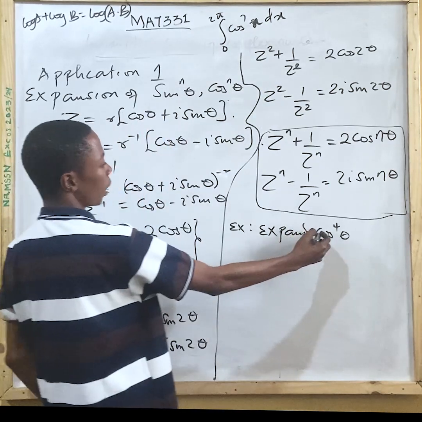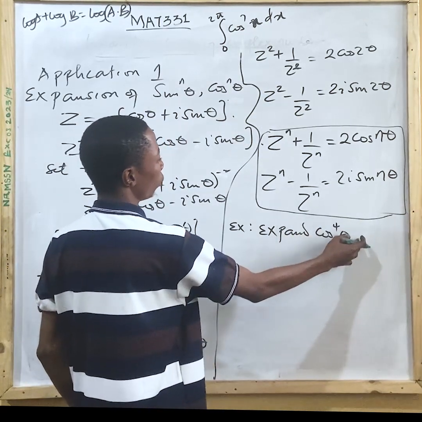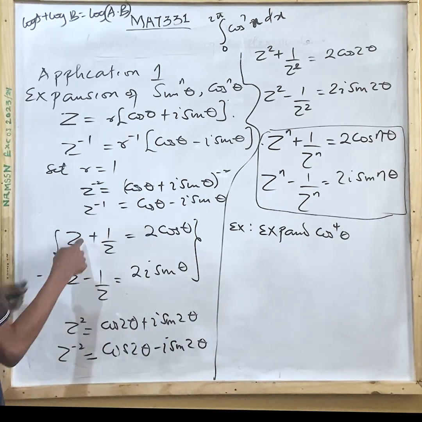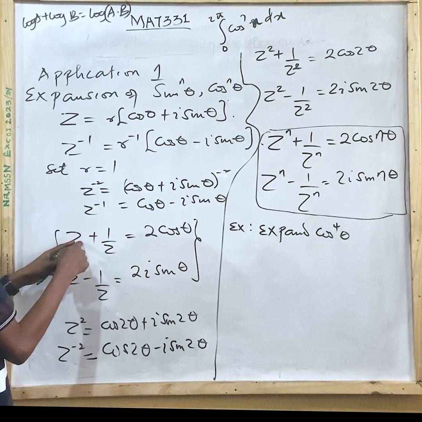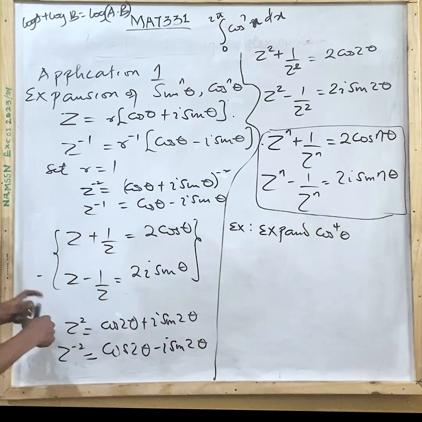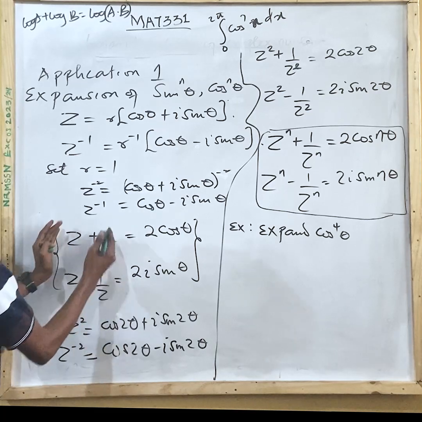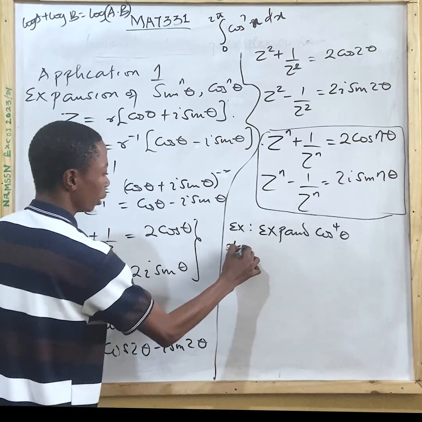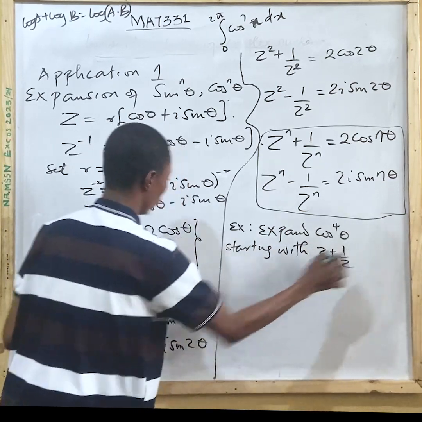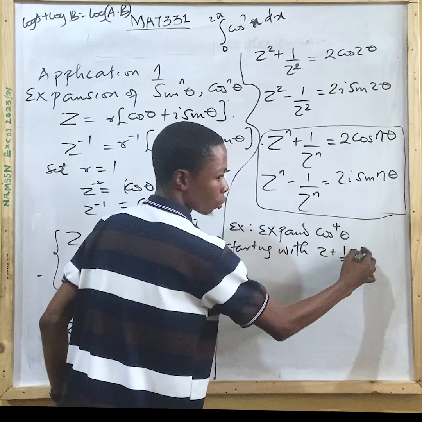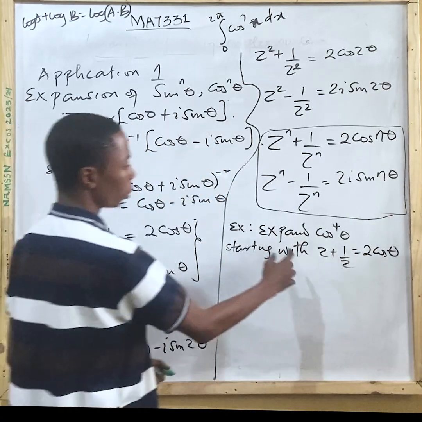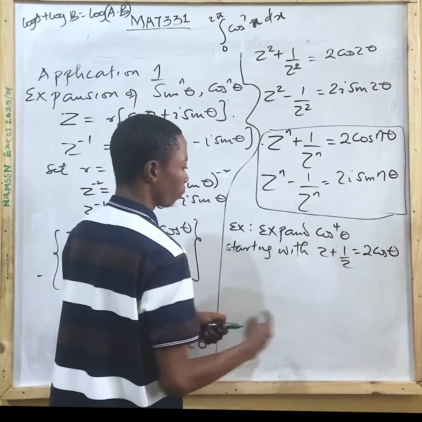Now I want to expand cos raised to power 4 of theta. If you can recall from where I started, z plus 1 over z is 2 cos theta. Here now I need cos raised to power 4. If I start with z plus 1 over z, what is z plus 1 over z? z plus 1 over z is 2 cos theta, right? But what do I need? I need cos raised to power 4.